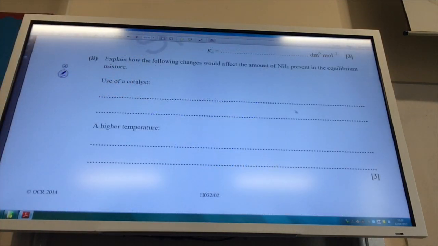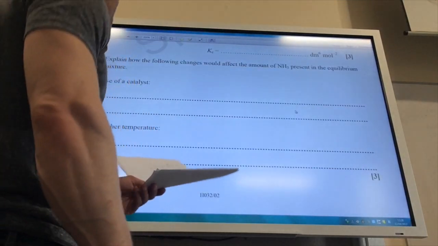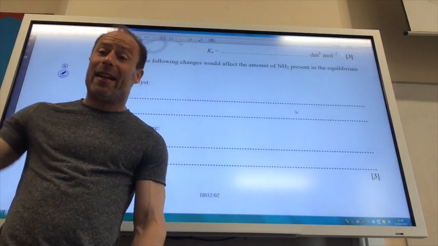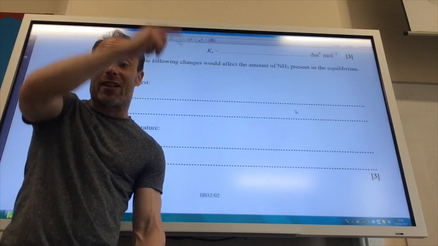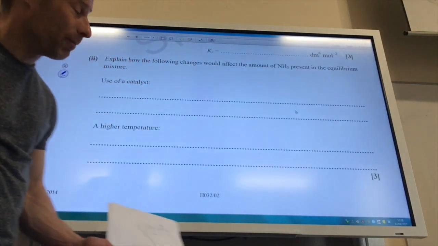Right, it then wants me to explain how the following changes would affect the amount of ammonia present in the equilibrium. So how would a catalyst affect it? Well, there'd be no effect, and the reason why is because you add a catalyst, it speeds up the rate of the forward reaction and the backward reaction by the same amount, so there's no change in concentration at all.